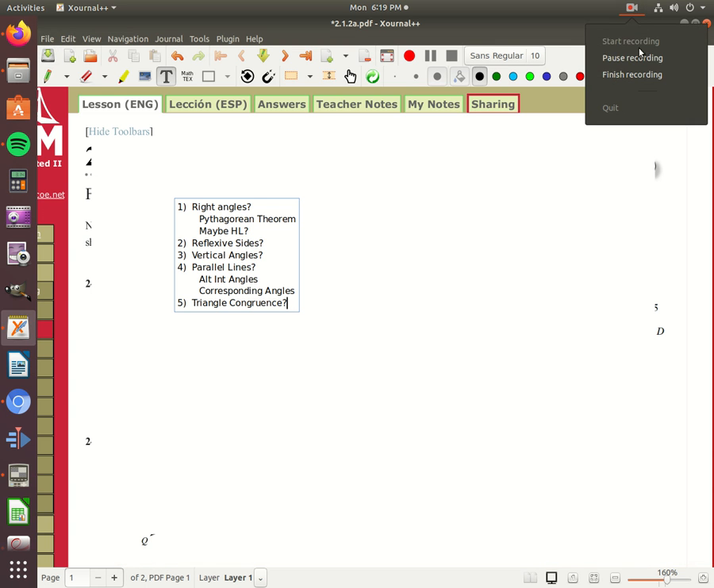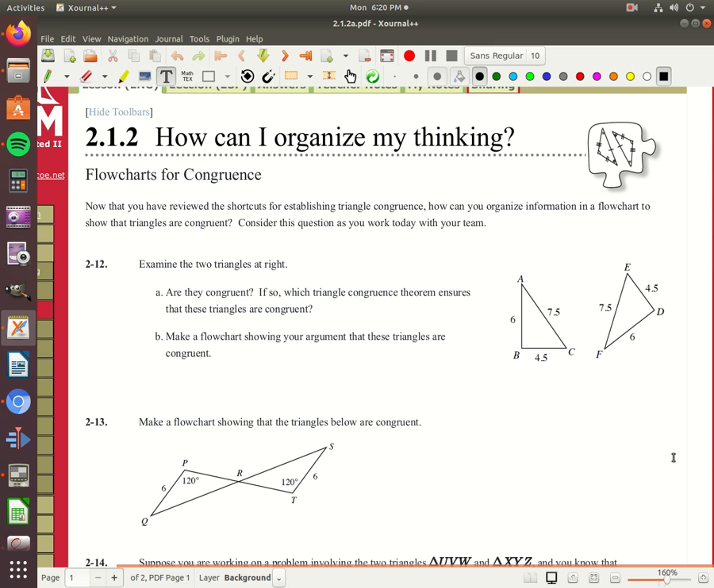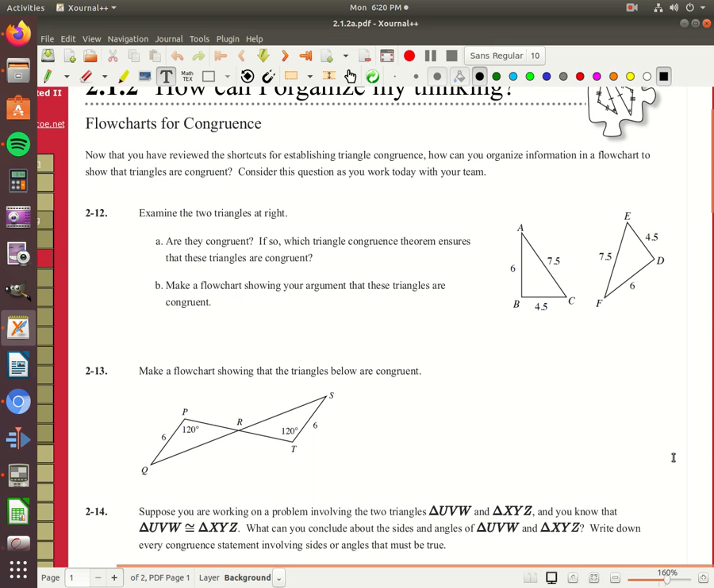Let me pause and set this up. Do flowcharts for congruence. Now that you have reviewed the shortcuts for establishing triangle congruence, how can you organize information in a flowchart to show the triangles are congruent? So consider this question as you work with your team today.